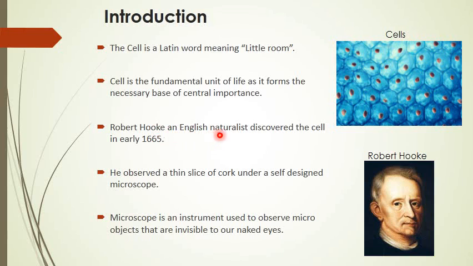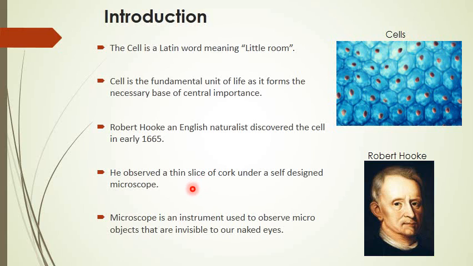Robert Hooke, an English naturalist, discovered the cells in the year 1665. How did he discover? He took a slice of cork. Cork is nothing but the hard substance present in the bark of the tree. He scratched it, took a piece of it and started observing under the microscope. He observed a thin slice of cork under a self designed microscope. Self designed in the sense he himself made his own microscope, since microscopes were not so familiar in those days. It was not known much to the people.